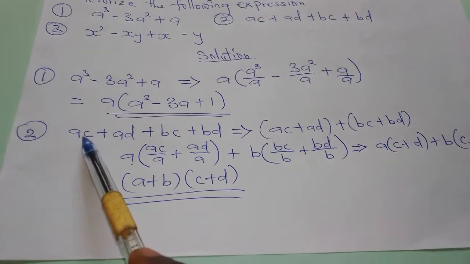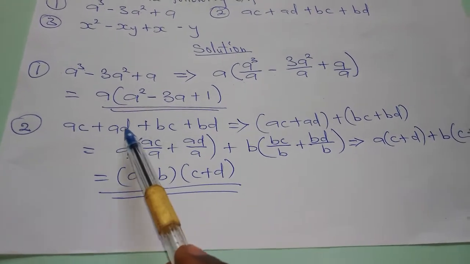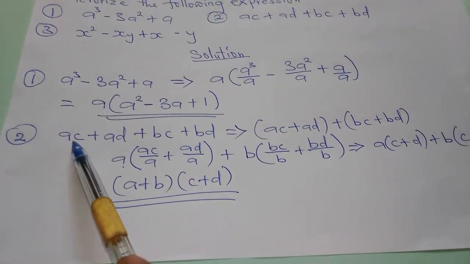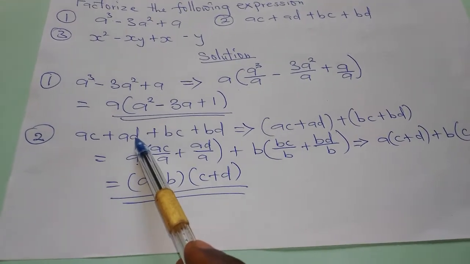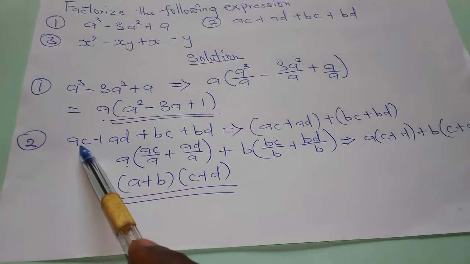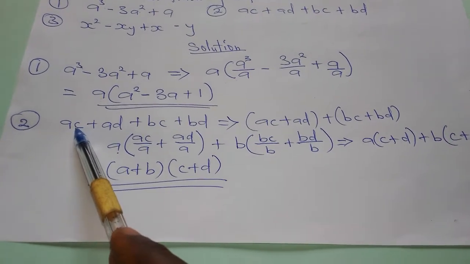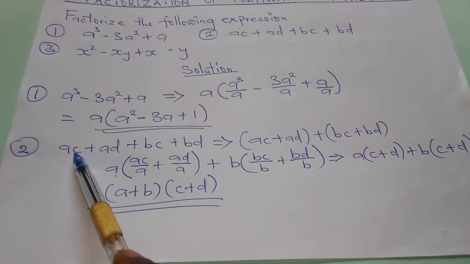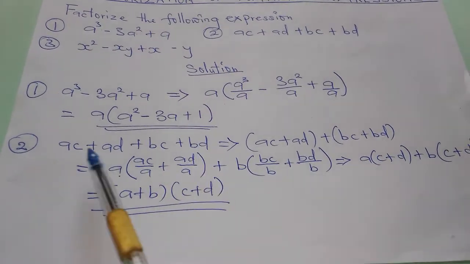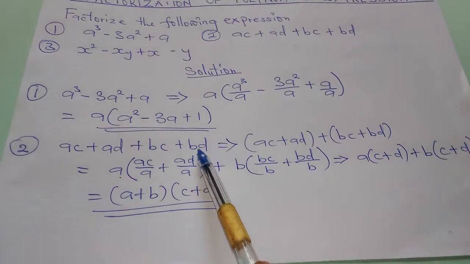Now let's look at this expression to see if we have a common factor. We have A here, A is here, there is no A here. So A is not common. C is here, no C here, C is not common. D is here, no D here, D is not common. Now in this expression, there is no common factor. So what do we do? Now, if you look at this expression, we have 4 terms. 1, 2, 3, and 4.